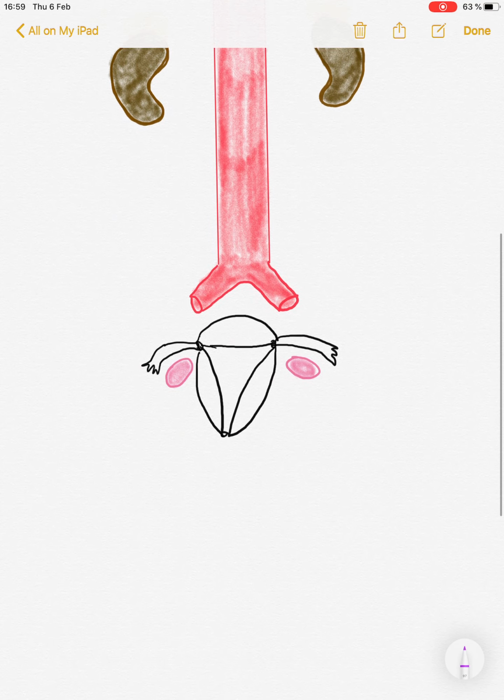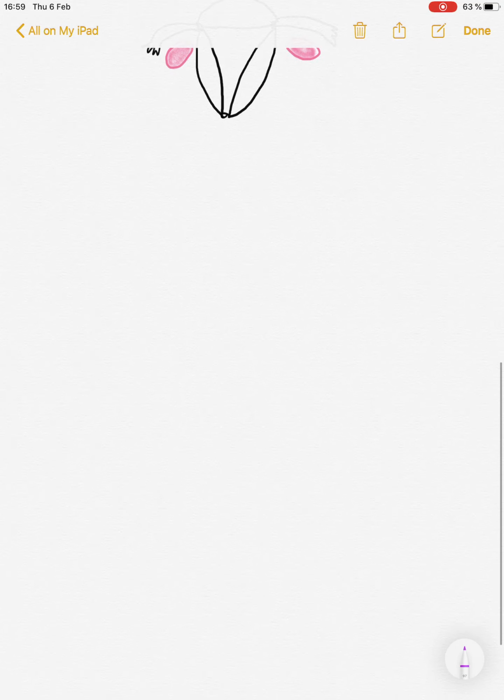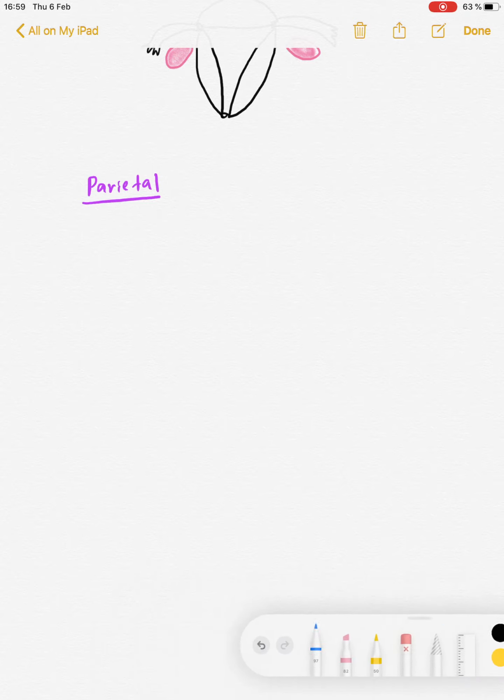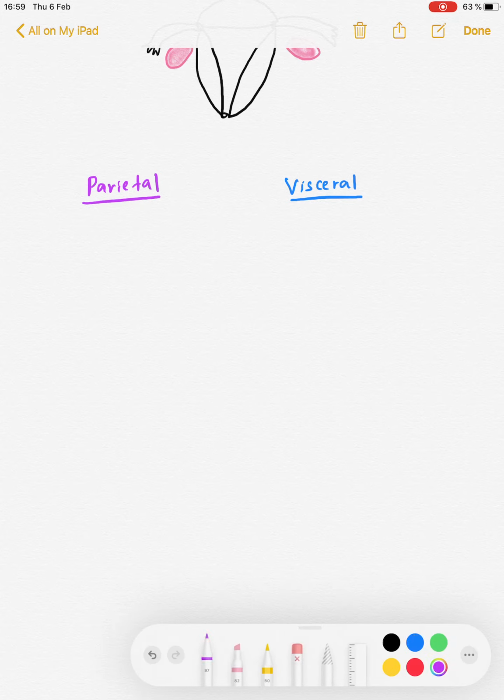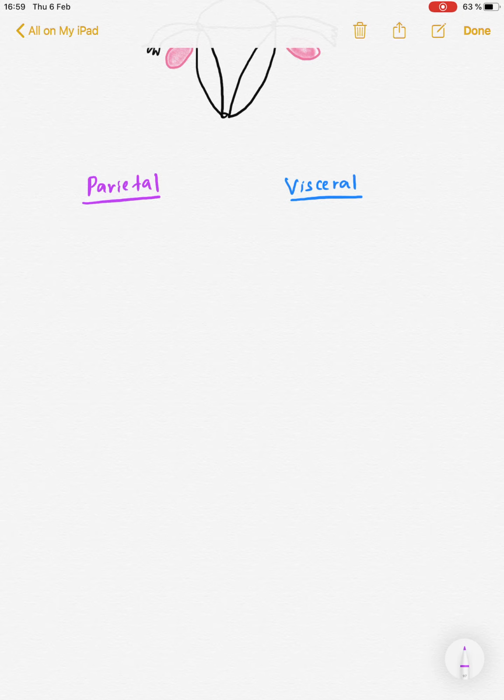So, first of all, I would like to divide the paired branches into two groups. Those two groups will be the parietal group of branches, and then we will have the visceral group of branches. So what is the difference between them? The parietal group of branches will be giving blood supply to the walls of the abdominal cavity and the diaphragm, and the visceral group of branches will give blood supply to the internal organs that are present in the abdominal cavity. So if you look at the parietal branches, first of all we will have the inferior phrenic artery.